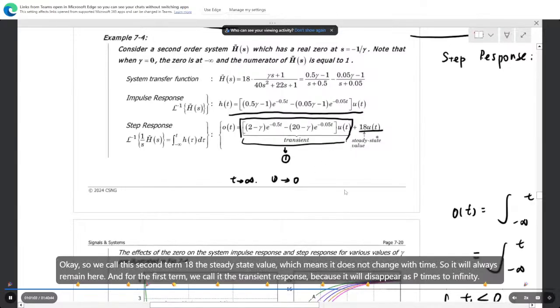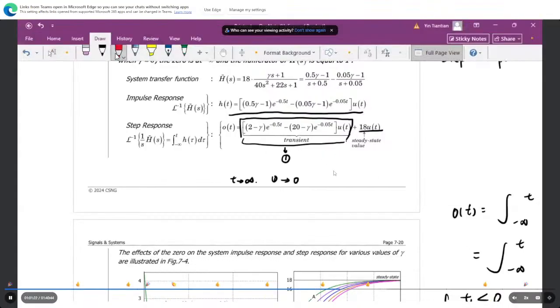18. Okay. So we call this second term, 18, the steady state value, which means it does not change with time. So it will always remain here. And for the first term, we call it the transient response because it will disappear as t tends to infinity. So this first term is called the transient response of the system.